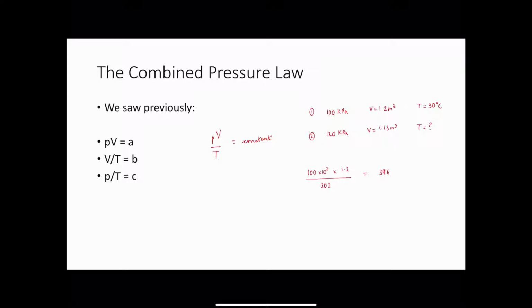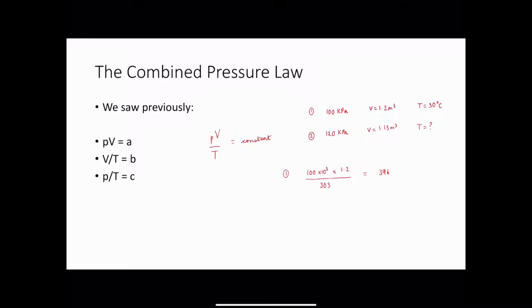Now that constant is going to help us a lot in situation number 2 as listed above, because it's obviously not going to change, it is constant. So looking at our new situation, so that's situation 1, if we look at our second situation, we can use our constant to figure out what our temperature is. So we'd end up with 120 times 10 to the 3 multiplied by 1.13 divided by temperature, and that's going to be equal to 396.